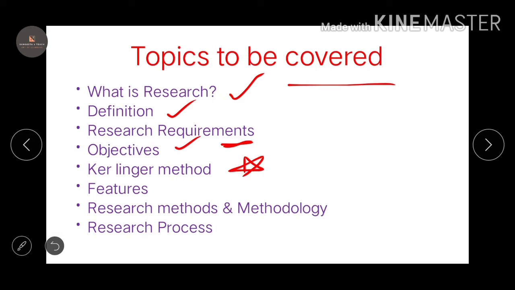and we'll also look at the features and the difference between the research method and the methodology. This is also important. You need to understand what actually is a method and what actually is a methodology. To be simple, I should say that method is what you follow. Methodology is a process. It is a procedure that you follow. Okay. And a very important topic that we are going to discuss is the research process. We will discuss in detail what are the steps that are involved in the research process.